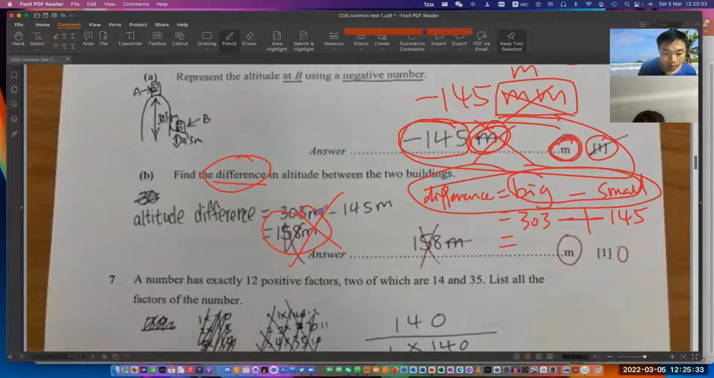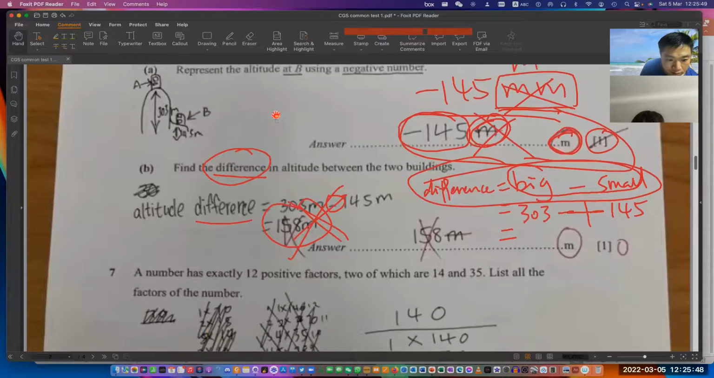Next time, when it comes to the difference, you better use the formula instead. The problem with you is you try to memorize. Minus is always minus, so therefore your calculation is also minus. That's why you end up with the wrong answer. Okay?